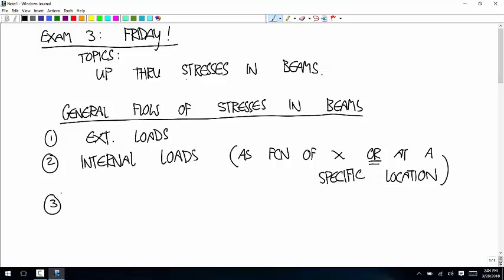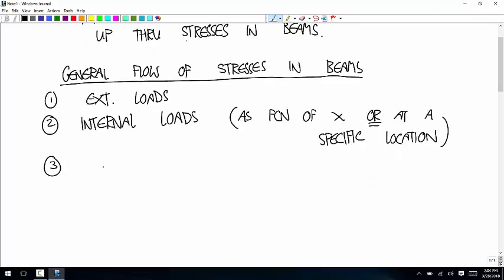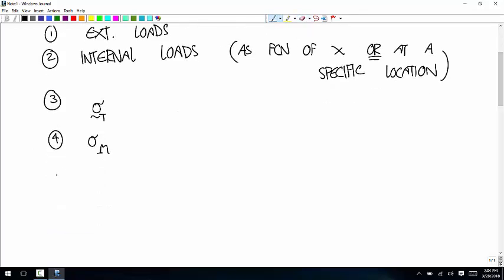Once you've done that, calculate the stress tensor due to tension and compression. Then the stress tensor due to bending next. The stress tensor due to the shear force. And the stress tensor due to the torque.